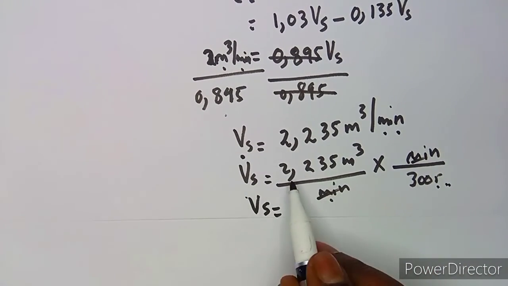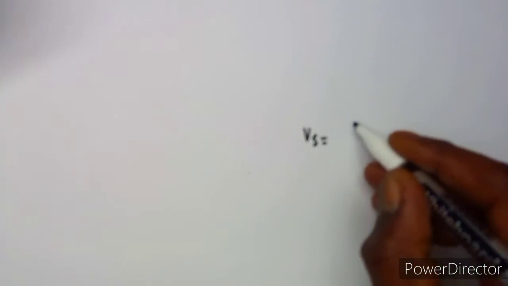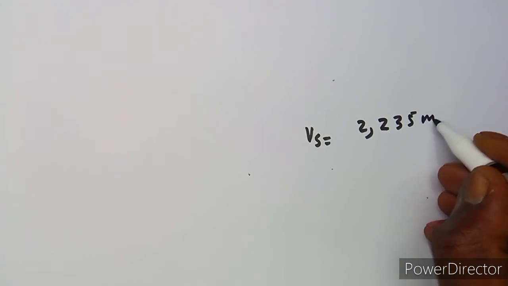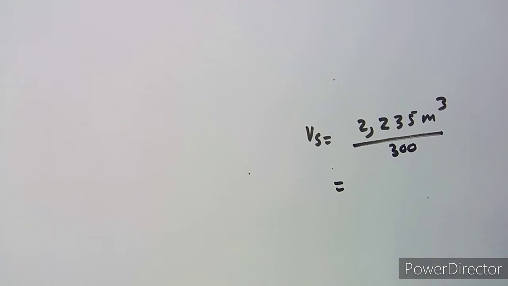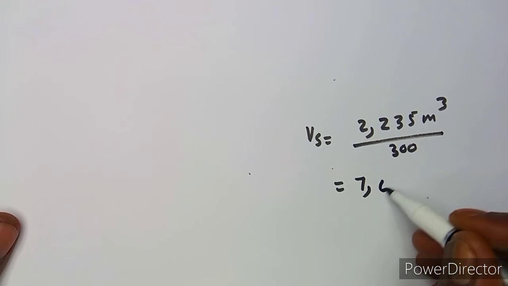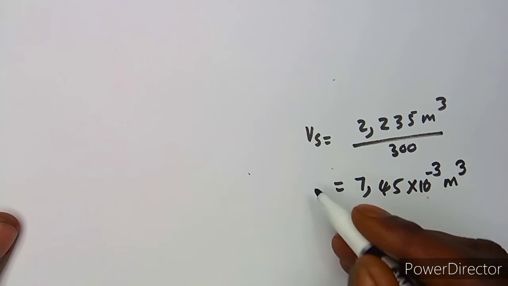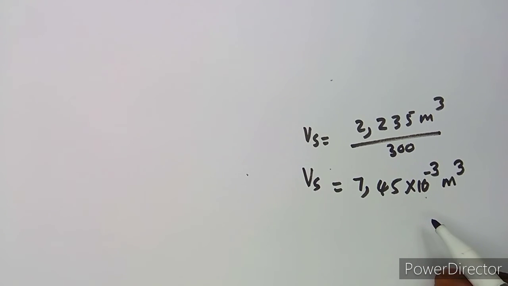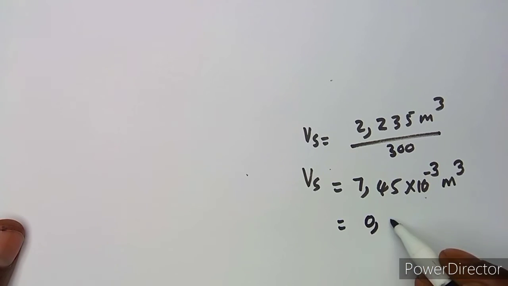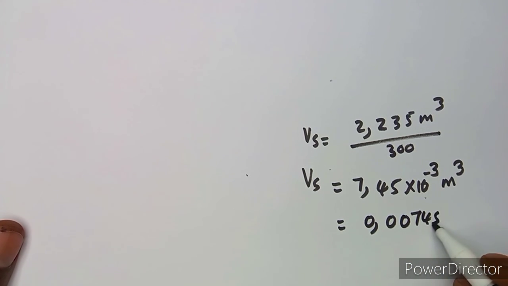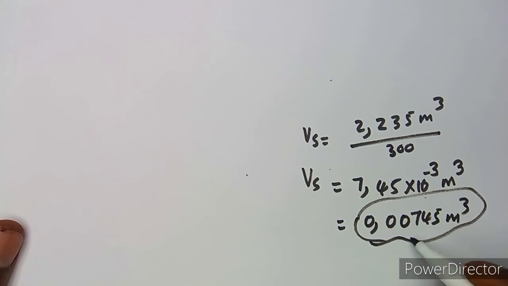So our Vs is going to be now 2.235 cubic meters over 300 revs, which is just a complete revolution, so it does not affect anything. If we divide these two, we are going to obtain something like 7.45 times 10 to the power minus 3, which is in cubic meters. That is the swept volume in this case, which you can write as a decimal, 0.00745 cubic meters. It is one and the same thing.